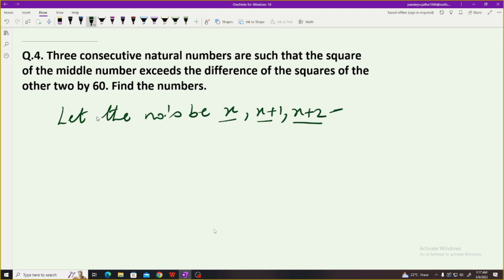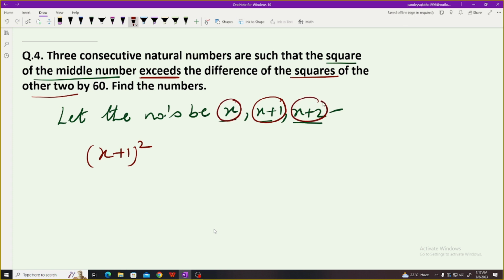Now see what's the condition given here. The square of the middle number, that means the square of the middle number, that is (x plus 1) whole square, exceeds the difference of the squares of the other two. That means the difference of the squares of this x and x plus 2.